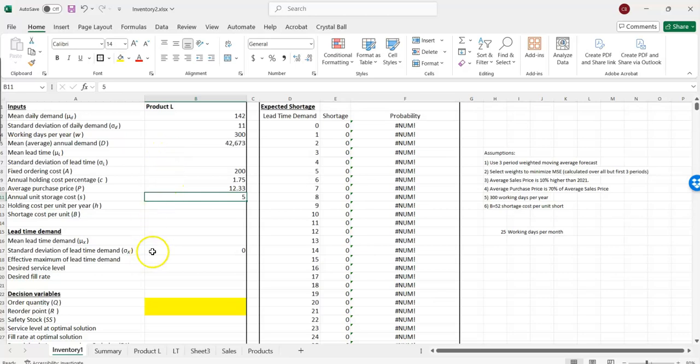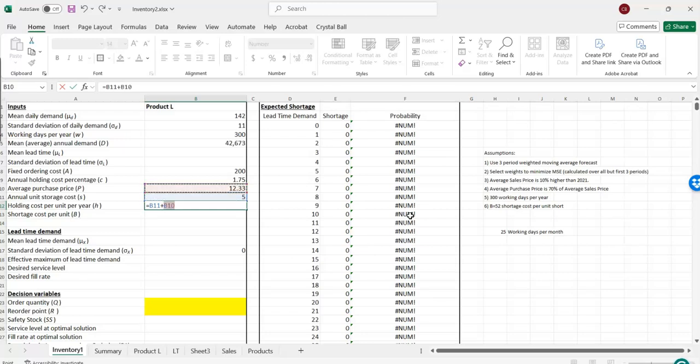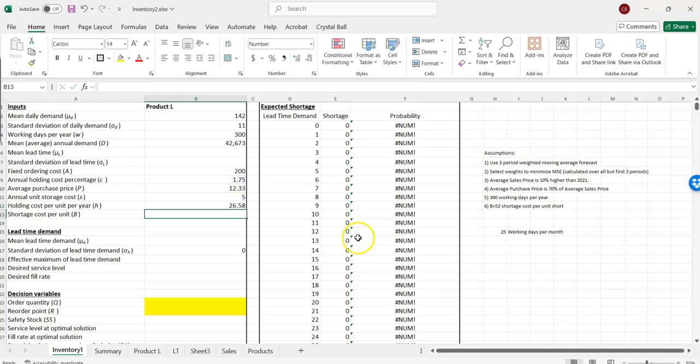Now, once we do that, we can calculate the holding cost per unit per year. And so that would be the storage cost plus the purchase price times the holding cost percentage, which is very high for this product, 26.58.